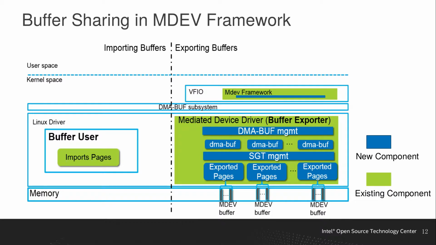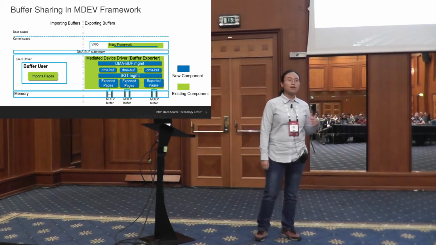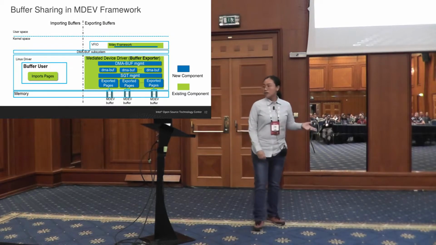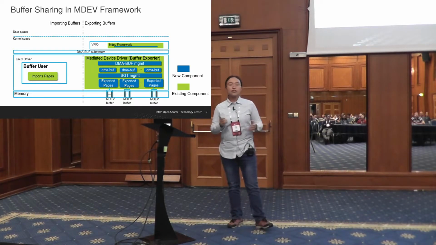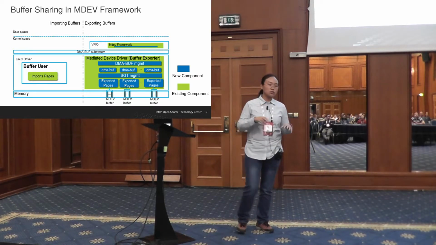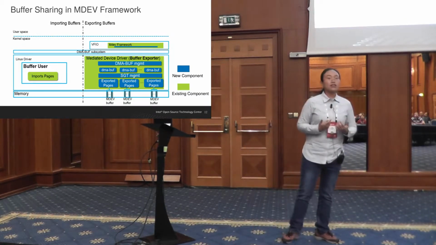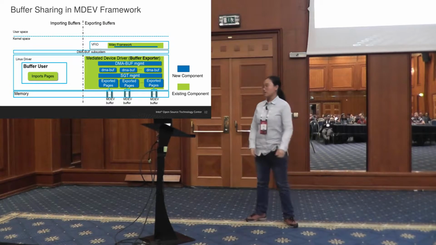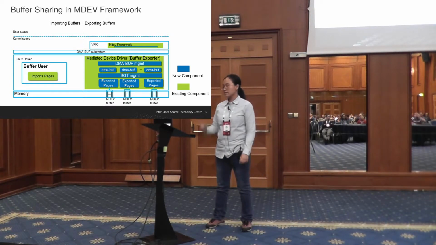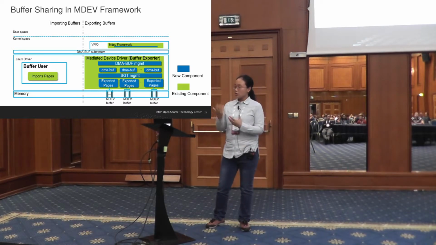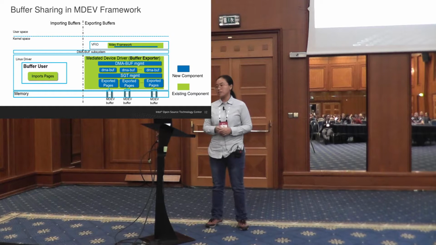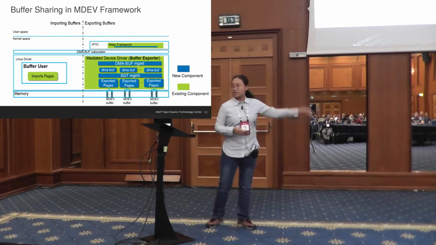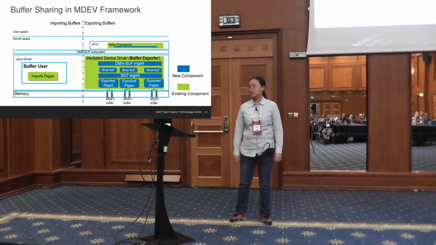So here is the architecture picture of our proposed buffer sharing mechanism. The mechanism mainly works as the buffer exporter, and all the others on the host side, in kernel space, which would like to use this buffer, work as buffer users. These blue components are brought in by the implementation of this mechanism, including the APIs defined in the mediated device framework and all the things in the specific mediated device driver.